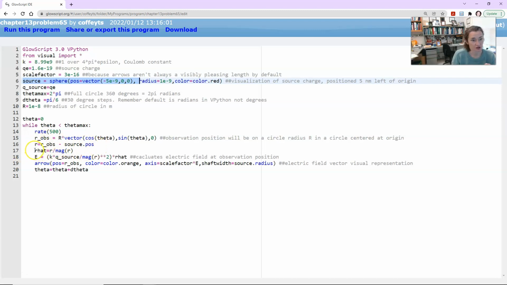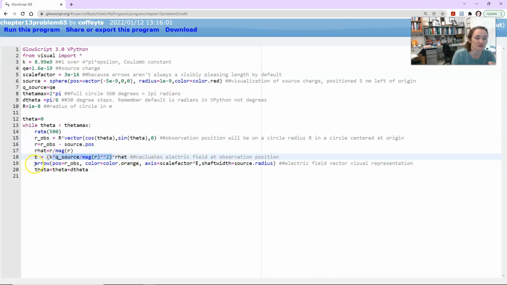Then I have to also know what the unit vector associated with r is. So r hat is r over mag r. I could have also used hat r or norm r for this, but that's what I chose to do. Okay, now I'm going to find my electric field, and the electric field at that location is k times the source charge, q source, divided by the magnitude of my vector r squared, kq over r squared, right? And then times r hat, and that will give me a vector, right? Because all this stuff right here, that's a scalar. And then I multiply it times the r hat vector to get the direction of my vector.